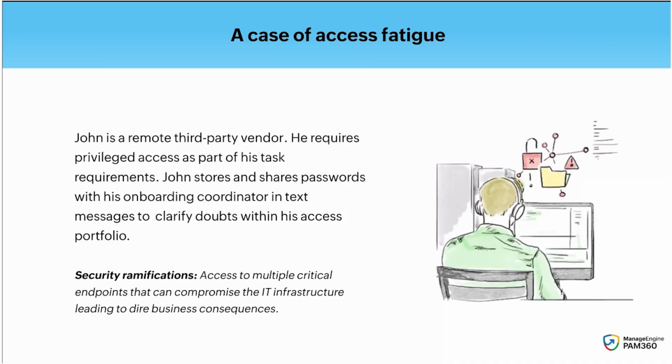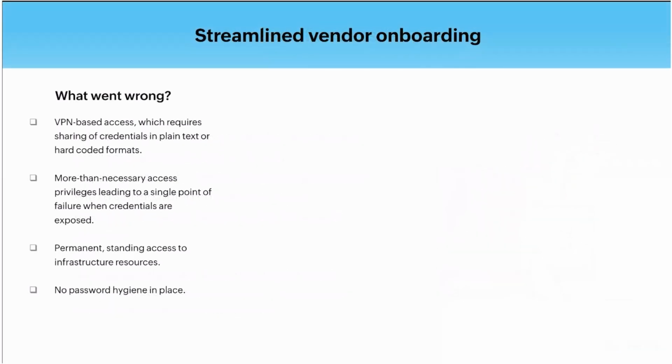Let's storify this particular problem and see where these slip-ups could have happened, both from John's side and the organization side, right? First, like I said, John was given VPN-based access to enter the network. That means more than necessary access privileges were allocated to John when John did not require them in the first place, right? So John has access to multiple endpoints which he can access through a single password. That means it creates a single point of entry, leading to one centralized point of failure, which could lead to devastating effects if credentials are exposed, right?